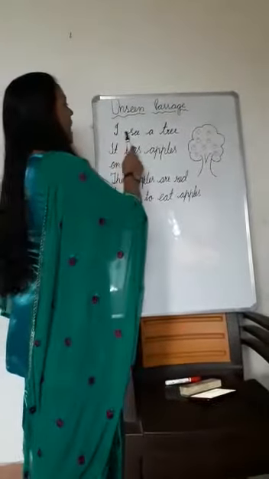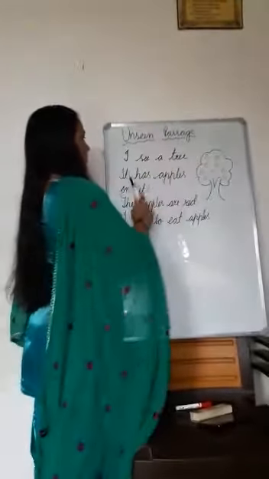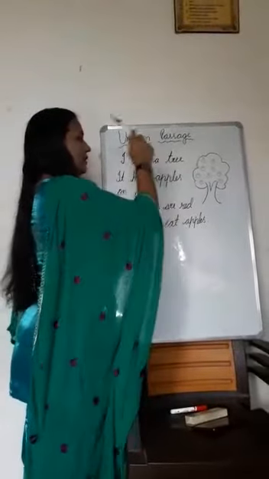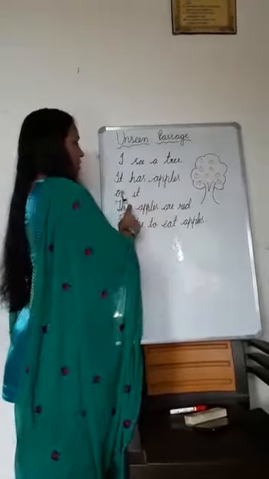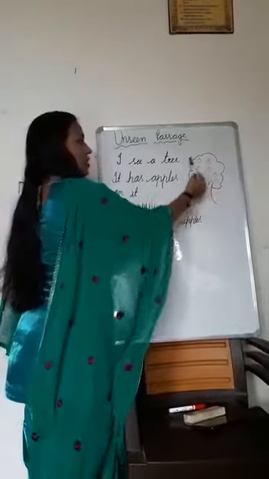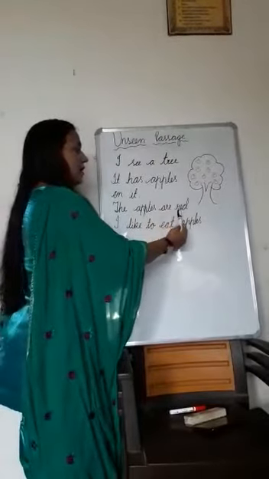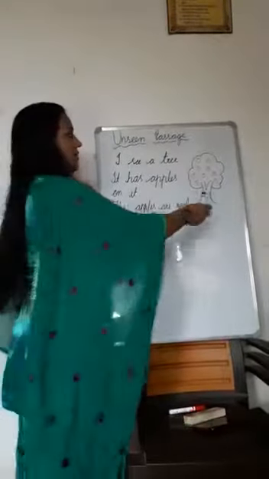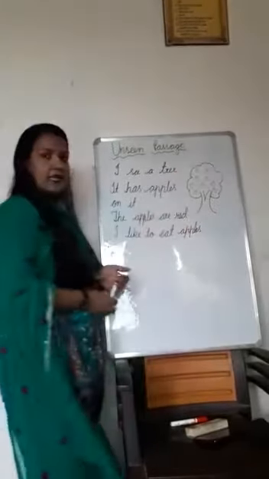Okay. I see a tree. What have I seen? I see a tree. It has apples. What is on the tree? It has apples on it. Apples on the tree. The apples are red. What is the color of the apples? Just look here. Apples are red in color.